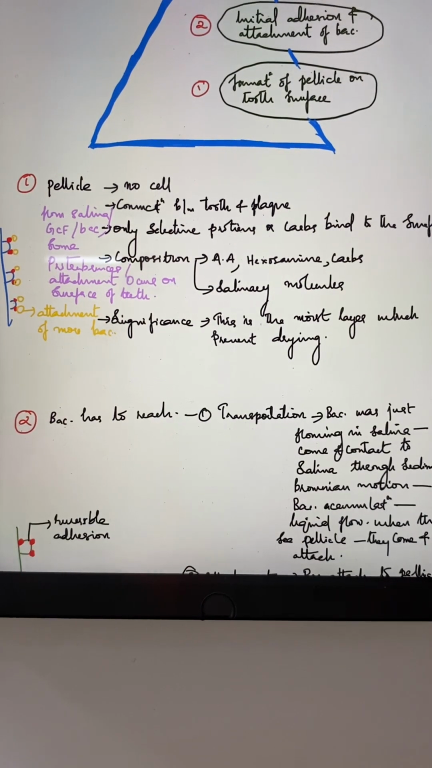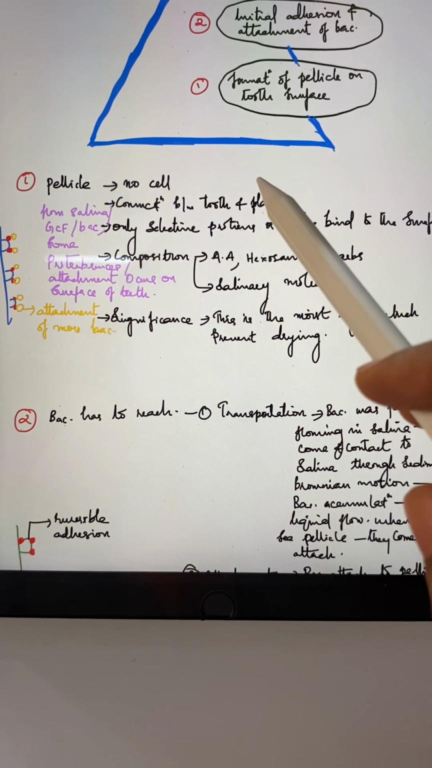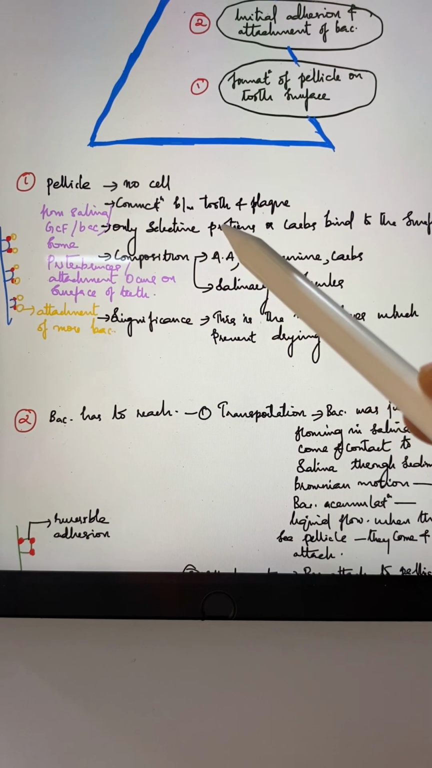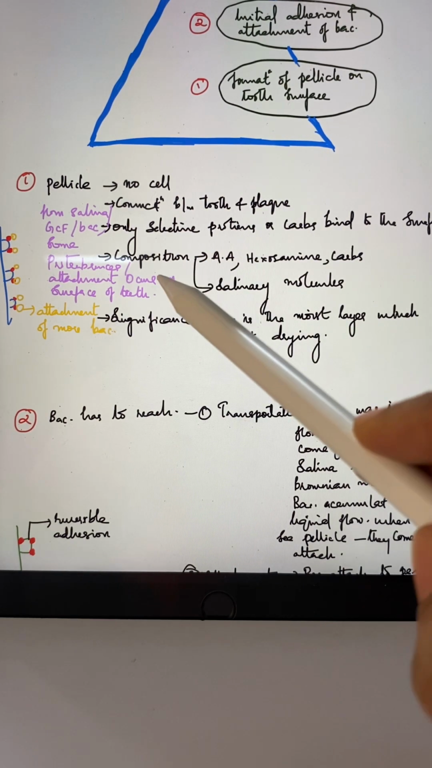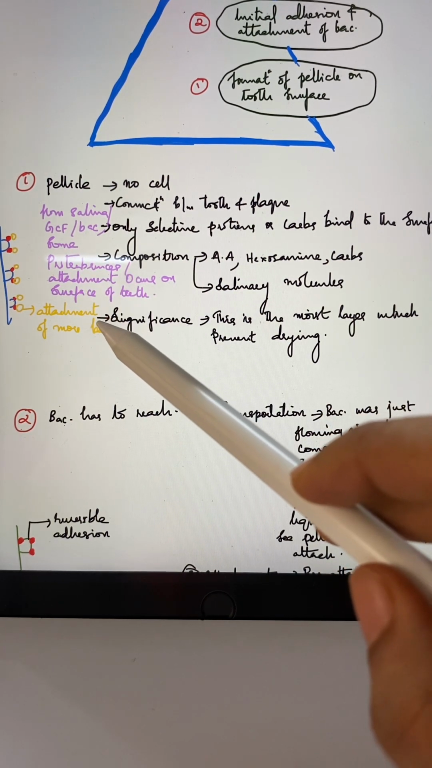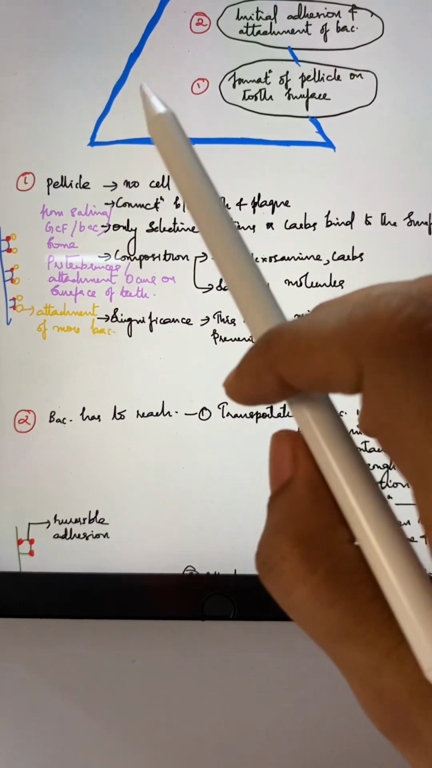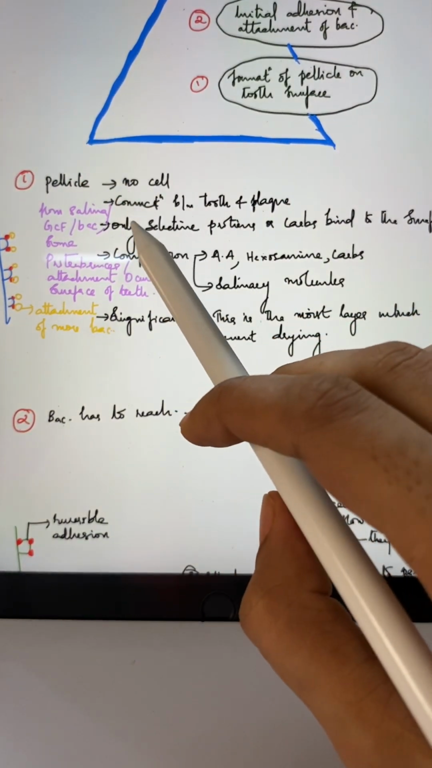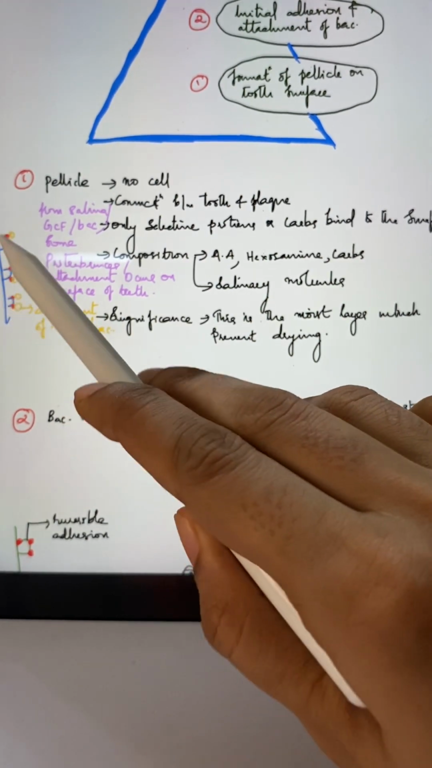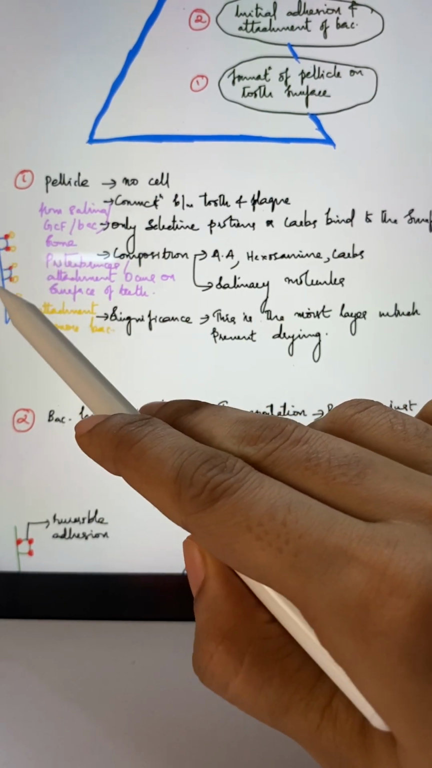This pellicle, I told you before about the acquired pellicle. This is not comprised of any cells. It is just the connection between the tooth and the plaque. Only selective proteins or carbs bind to the surface. The significance of this pellicle is that it is a moist layer which prevents drying. The pellicle is from the saliva or GCF or bacteria. Some protuberances or attachments occur on the surface of the teeth so that the bacteria can bind to the surface. So that is the pellicle.